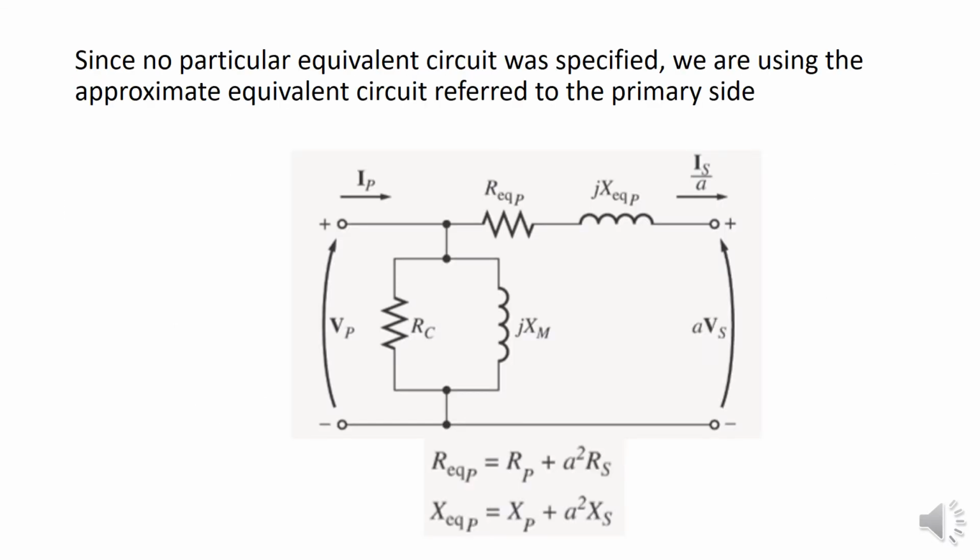Since no particular equivalent circuit was specified, we are using the approximate equivalent circuit referred to the primary side. Here you can see the previous model that we have learned. VP is the primary voltage, IP is the primary current, VS is the secondary voltage, IS is the secondary current. REQ and XEQ are referred to the primary side, and those values are given below. Then the RC and XM values are also marked in the figure.